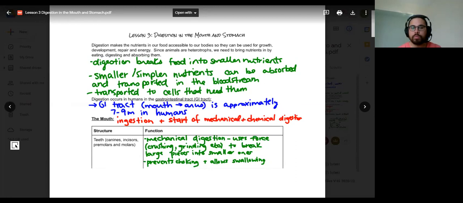Grinds food down, uses muscles and teeth to grind and crush food to break those larger pieces into smaller ones. This helps to prevent choking and allows for the swallowing motion to take place.